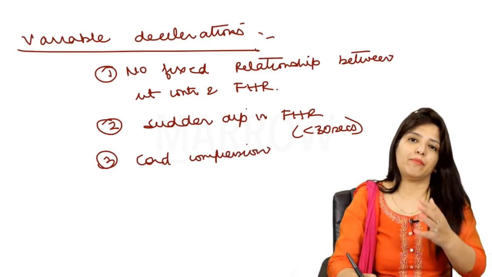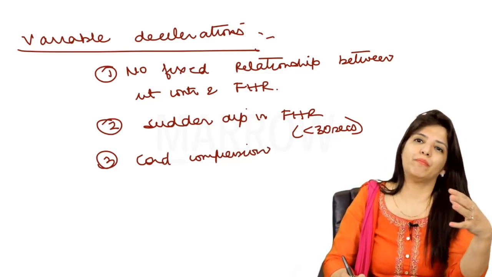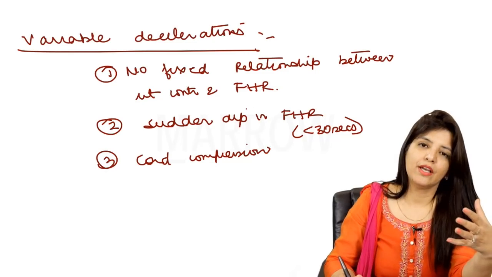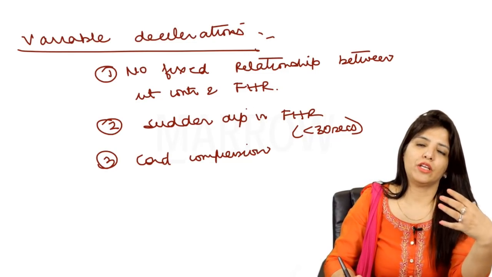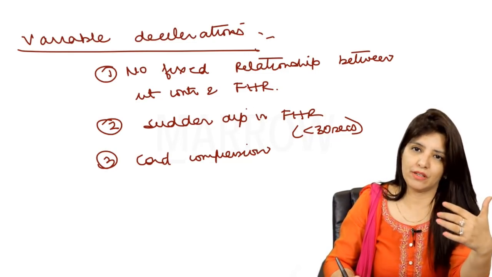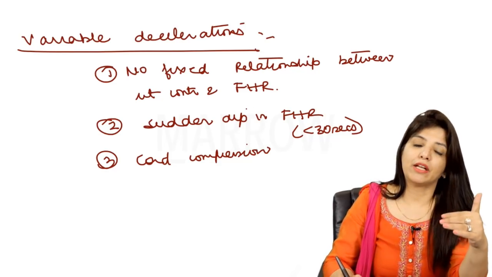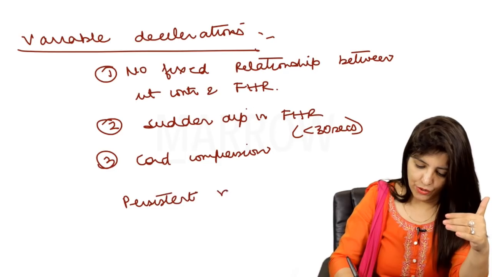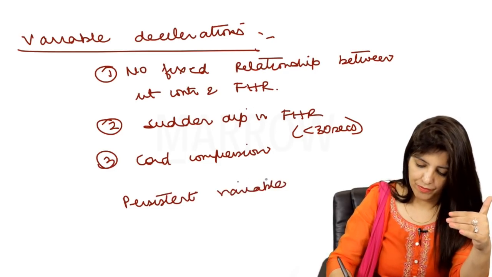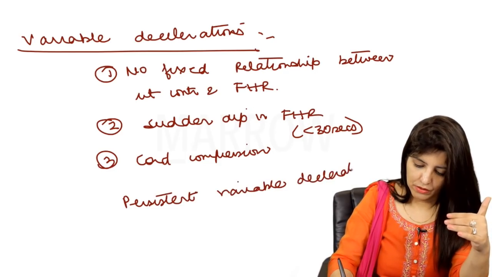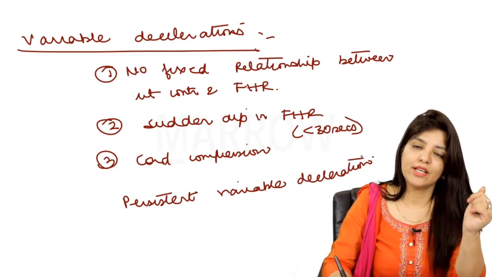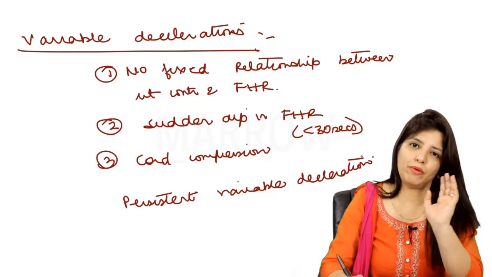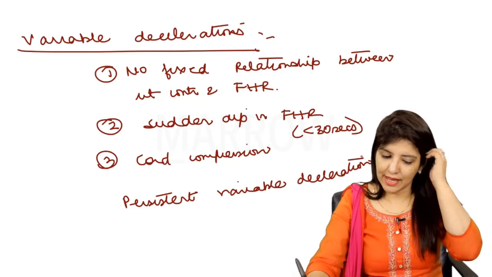Now, during labor, some cord compression is normal, right? That is why if you are getting variable deceleration for a very short period, that's normal. But if you are getting persistent variable deceleration, right, then that is a problem. Clear?